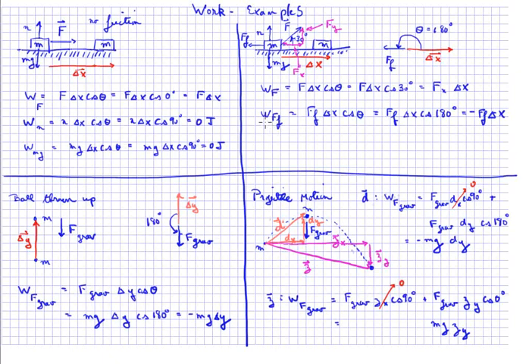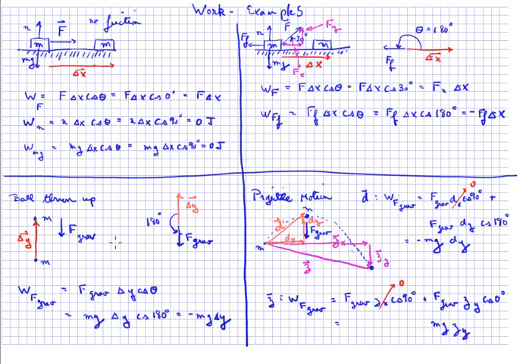Similarly, we can find the work done by the frictional force in this direction. When we apply the formula, we take the magnitude of the frictional force times the magnitude of the displacement times the cosine of the angle between the frictional force and the displacement, which is 180. They are anti-parallel. In other words, cosine of 180 is minus 1, and therefore the work done by friction is minus F sub f times delta x. And so this would be negative work. This would be positive work.